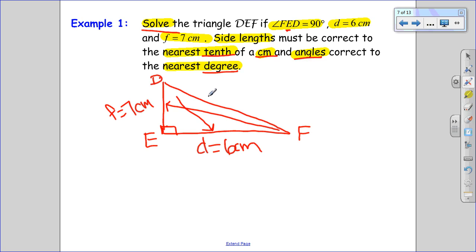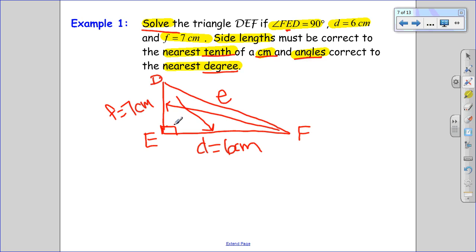I want to solve the triangle. I know two sides in a right triangle. What should I be using to solve that? Do I have to use trig? Do I know any angles? It doesn't make sense to use trig. It does make sense to use the Pythagorean theorem.